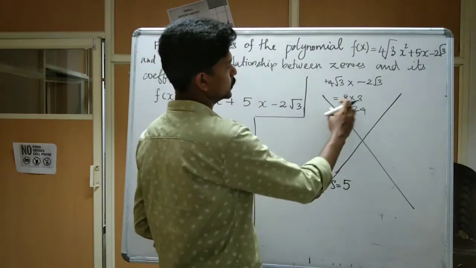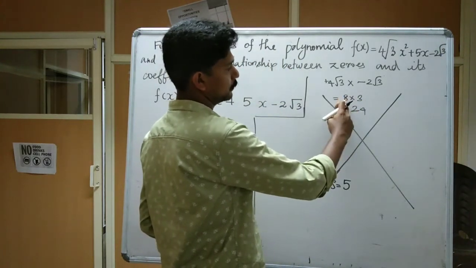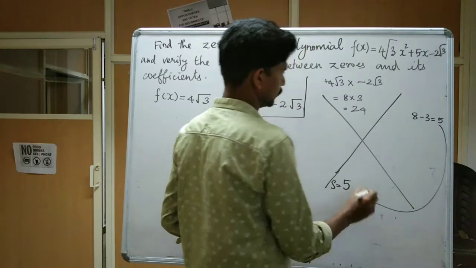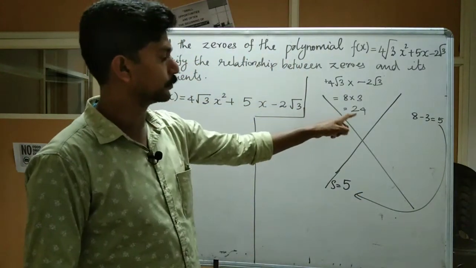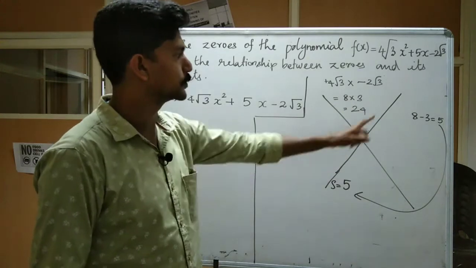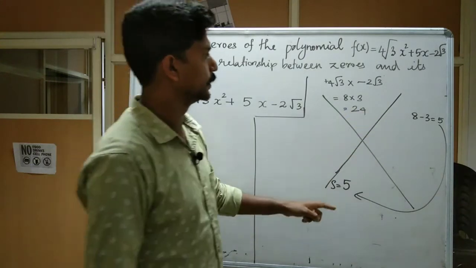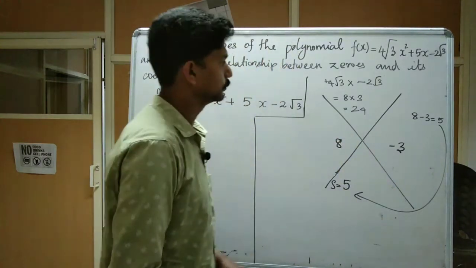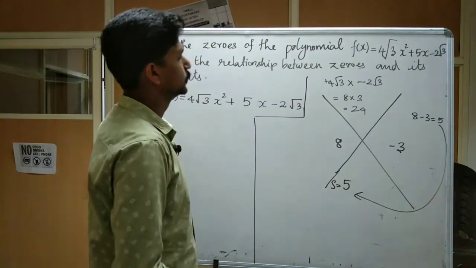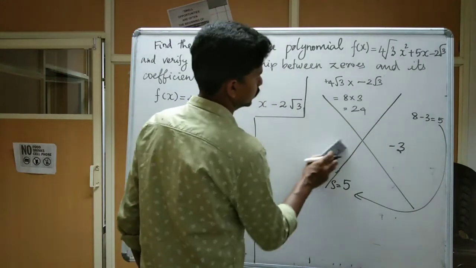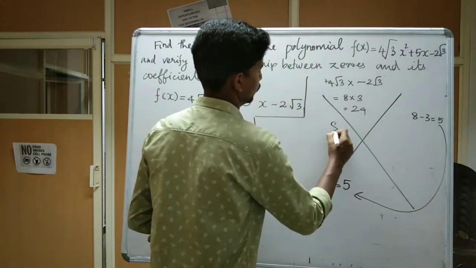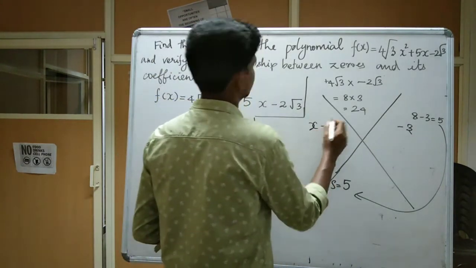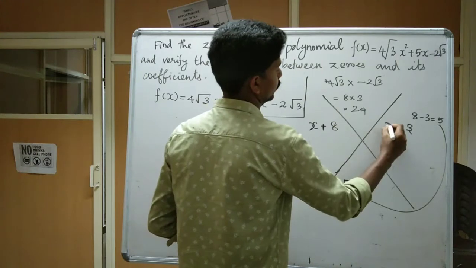If you see that 8 into 3 is 24, and when we subtract, 8 minus 3 is equal to 5. So we got this 5 here. So 8 into 3 is 24, and 8 minus 3 is 5. So we got the two numbers, 8 and 3. Here it's clear that 8 is positive and 3 is negative. Positive 8 and negative 3. So we can write x plus 8 and x minus 3.